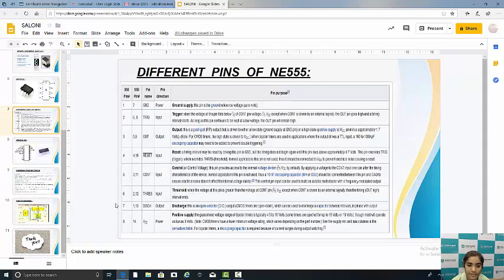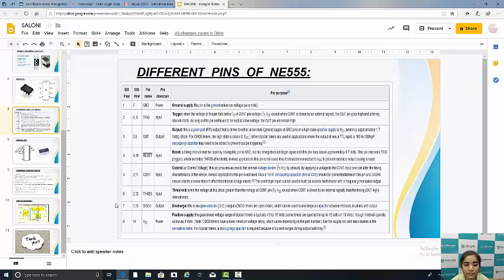See, there are 8 pins. So we can see different pins of NE555. Now we can see here the 8 pins and their uses: how we can use them and what each is used for.